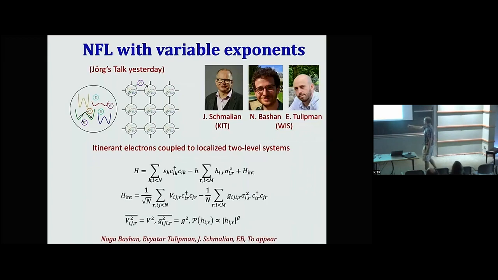This is my Hamiltonian. I have n electronic bands and m localized two-level systems. There's some potential disorder on every site R, and it can scatter you between orbital i and orbital j, and there's some interaction between the two-level systems and the electrons. Both this potential and this interaction variable are random with some variance, and the local fields, the splittings of the two-level systems, are random. They have a distribution with some power law, beta. We consider beta equals 0 or 1; focus on beta equals 1 here. Again, this model can be solved in the limit of large n and large m, where both the number of electronic orbitals on site and the number of two-level systems are large.